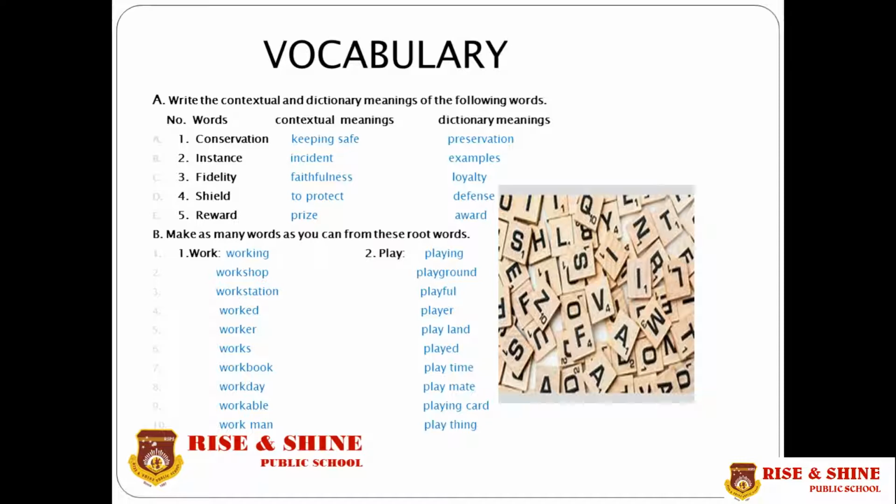So come to the exercise. Exercise is starting with vocabulary. Write the contextual and dictionary meanings of the following words. The word is conservation. First we have to define its contextual meaning, how it is used in the lesson, and then we have to consult it with the dictionary. Conservation, contextual meaning, how it is used in the lesson: keeping safe. Then we consult it with the dictionary, that is preservation.